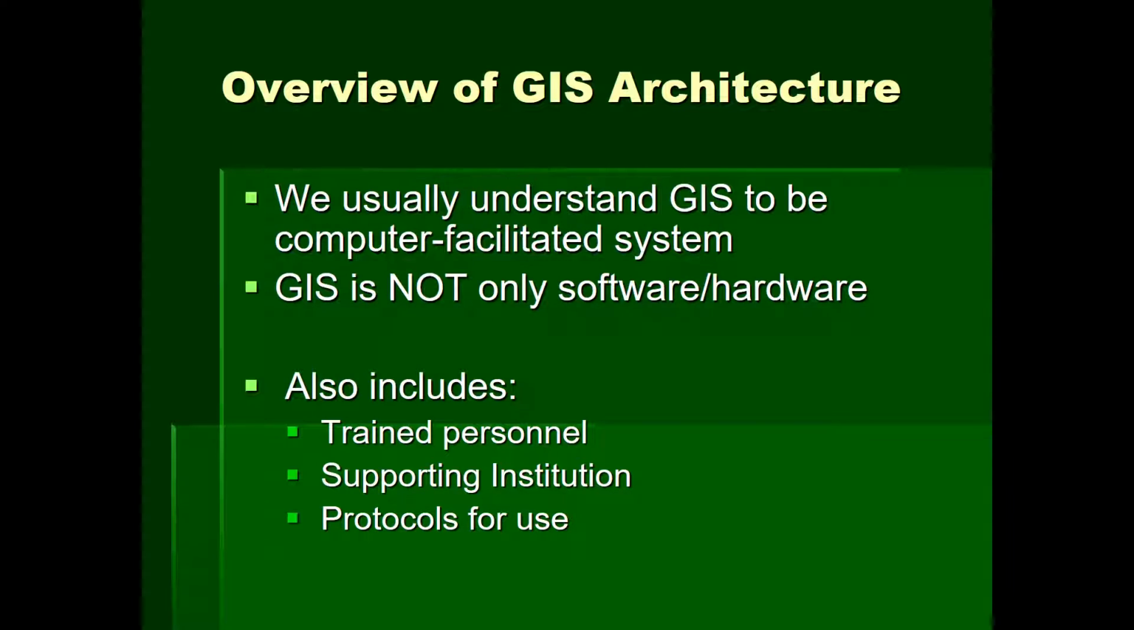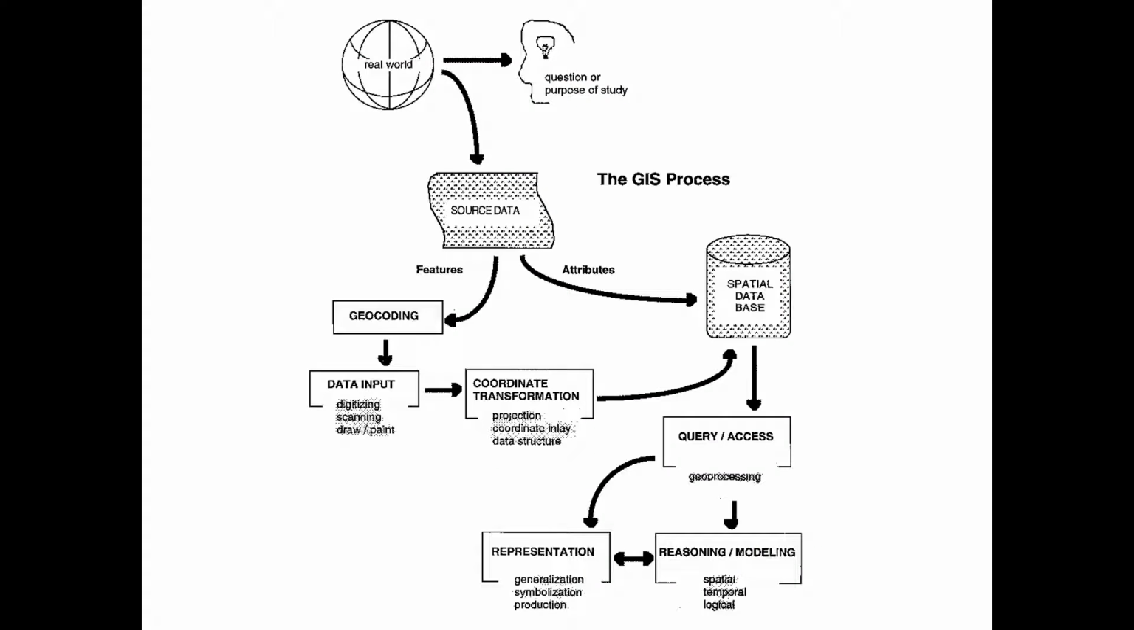So if you read the book, it points this out. Geographic information systems. The word systems, in this case, we usually understand it to be the computer and everything, including the personnel. It's not only software and hardware, it also includes trained personnel, supporting institution, company, business, whatever it is, and protocols for its use. Okay, it's an older slide.